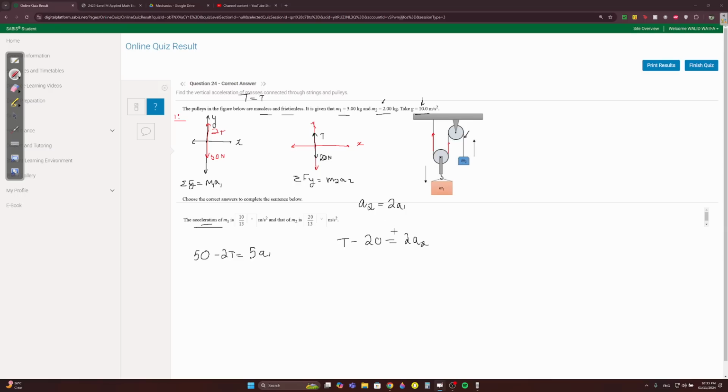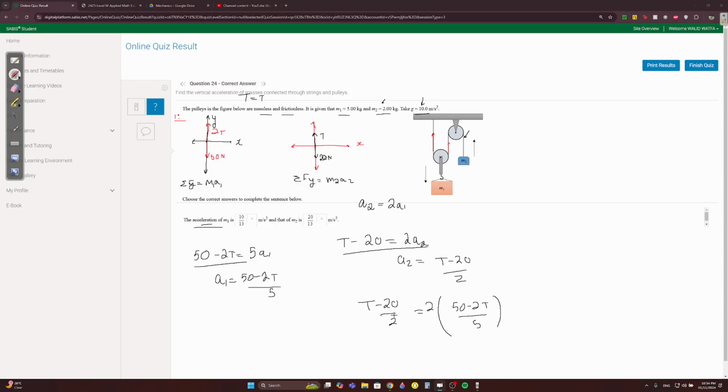Here we have a1, right? And substitute. a2 is going to be equal to T minus 20 divided by 2. This is equal to 2 times a1. What is a1? Let's find it. a1 is going to be equal to 50 minus 2T over 5. This is just math. After you get these two equations, you can solve it in any way you want. This is the way I like to solve. We know that a2 is equal to 2 times this. So a2, T minus 20 over 2, is equal to 2 times 50 minus 2T over 5.